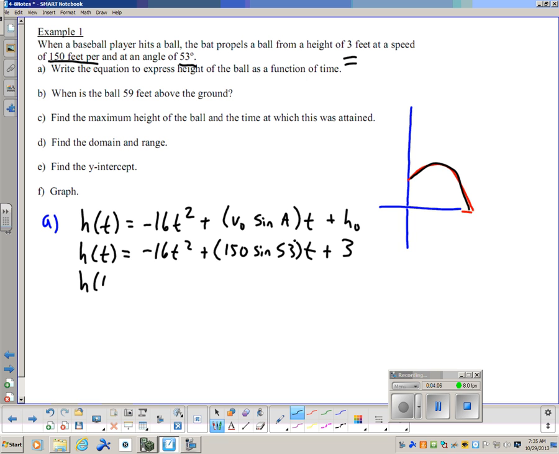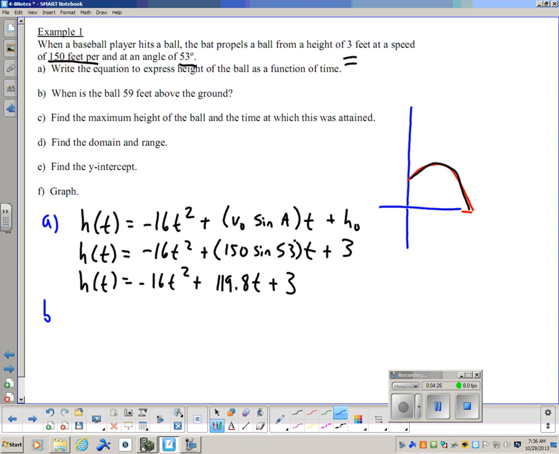So h of t is equal to negative 16t squared plus 119.8t, and then plus 3. I just rounded that to the nearest tenth, which seems to be a good approximation.